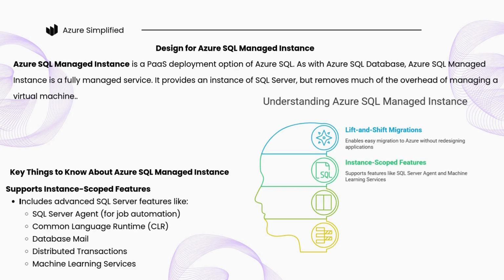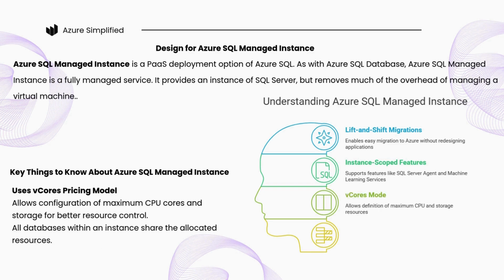Supports instance scope features. Includes advanced SQL Server features like SQL Server Agent for job automation, Common Language Runtime, CLR, database mail, distributed transactions, and machine learning services. Uses vCore pricing model. Allows configuration of maximum CPU cores and storage for better resource control. All databases within an instance share the allocated resources.